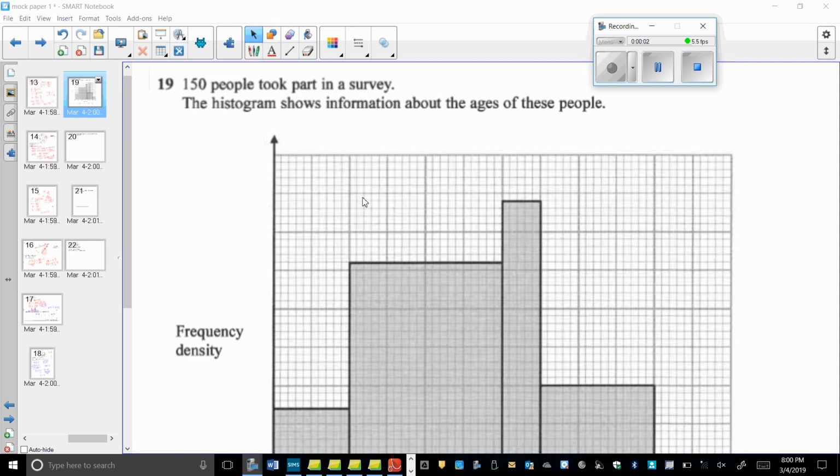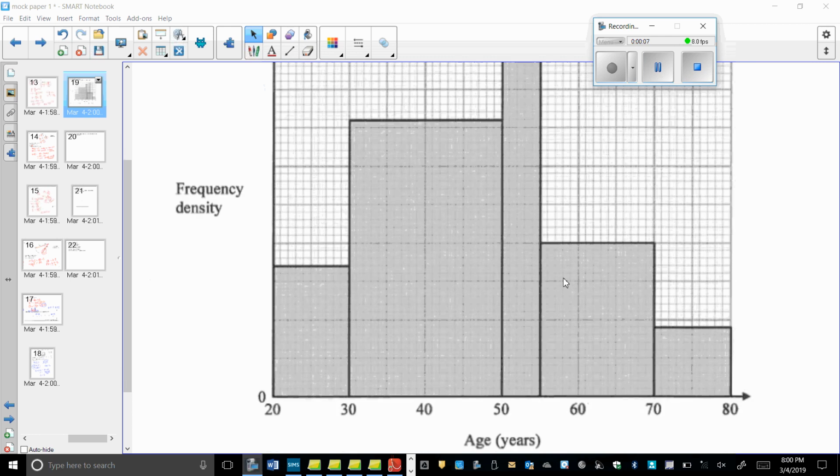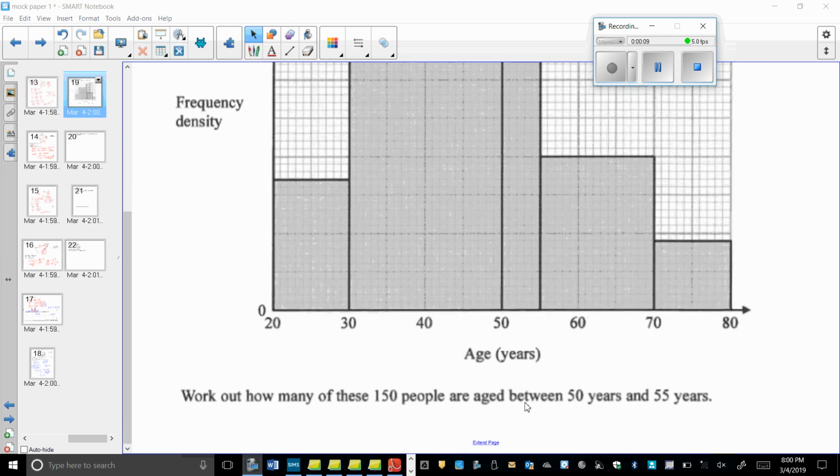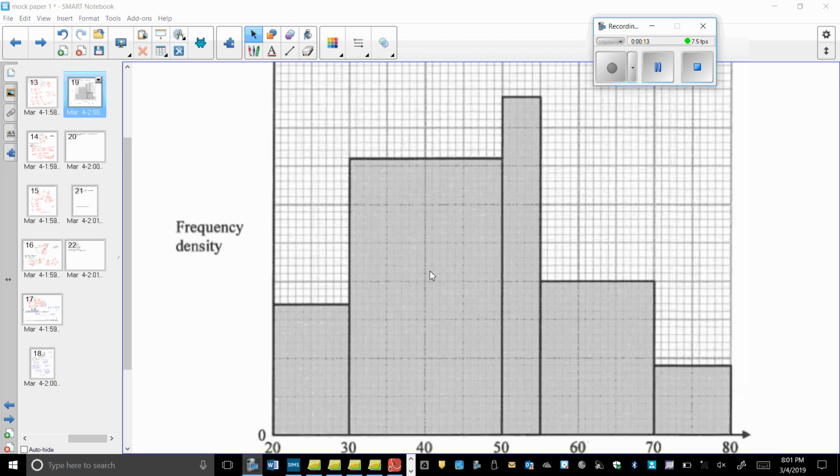Okay, so histogram. We've got 150 people in this survey. Let's work out how many of these 150 are between 50 and 55. They've made life hard, haven't they? So we need to find out what one small square is worth.